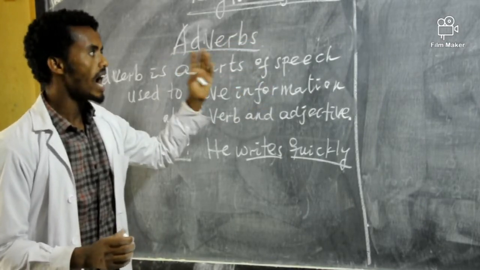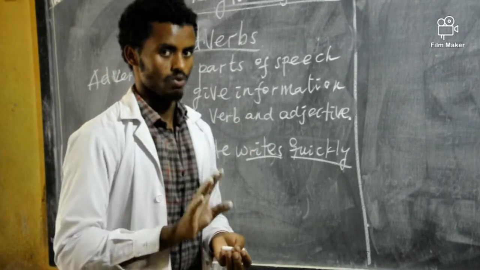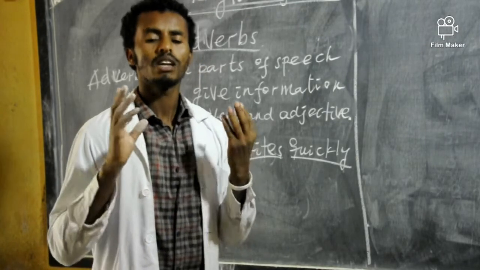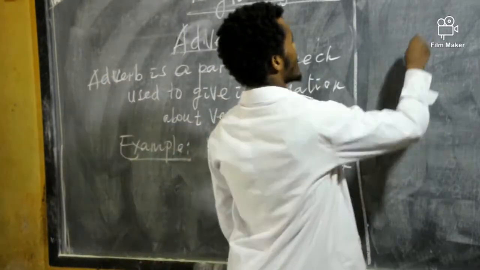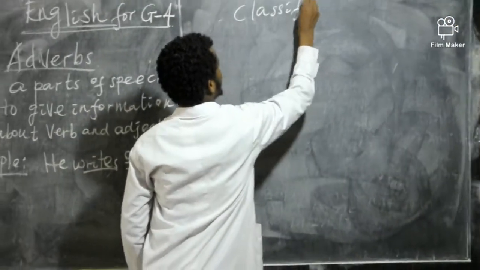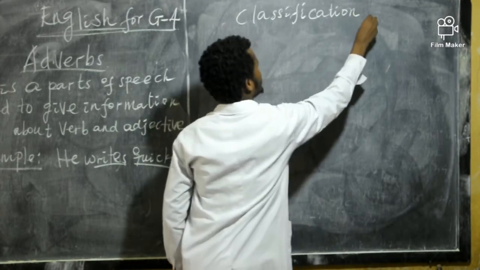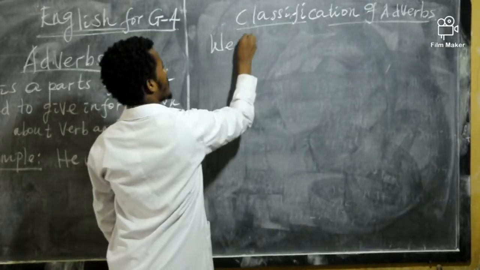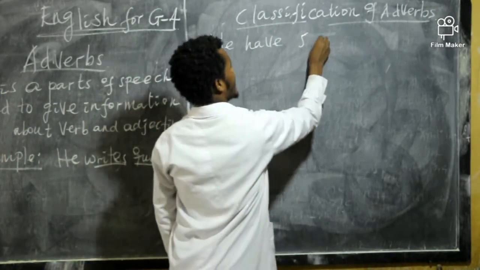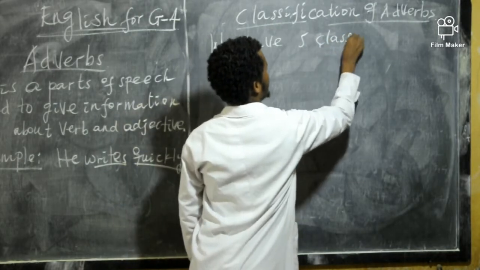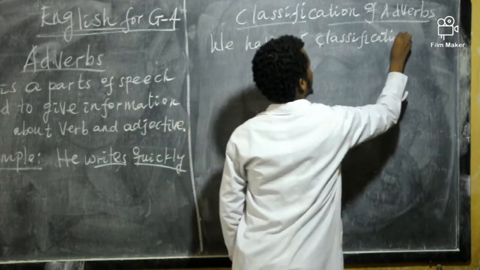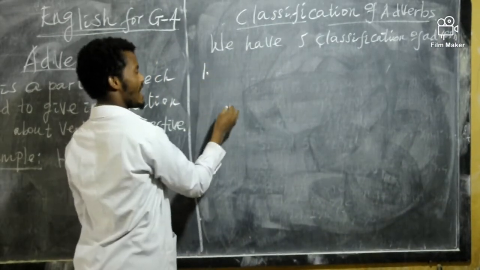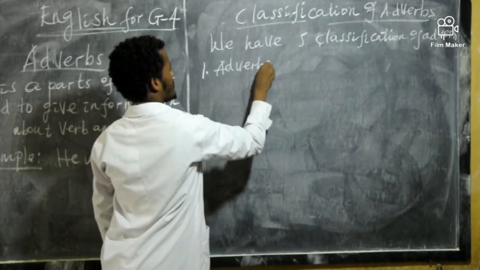Now let's look at the classification part. Let's categorize the adverbs. Adverbs can be classified into 5 groups. Those are adverbs of manner, adverbs of time, adverbs of place, adverbs of frequency, and adverbs of degree. We will see them one by one. Now, let me start from the first one, which is adverbs of manner.